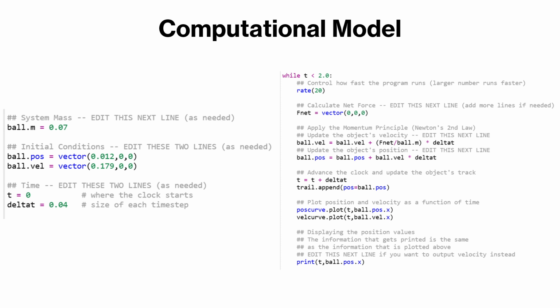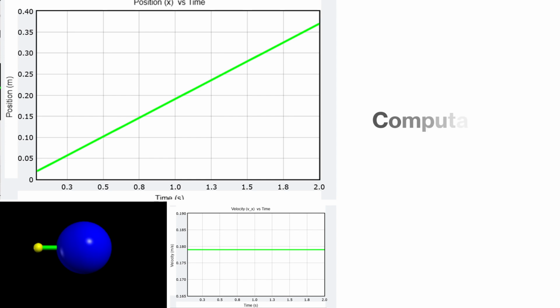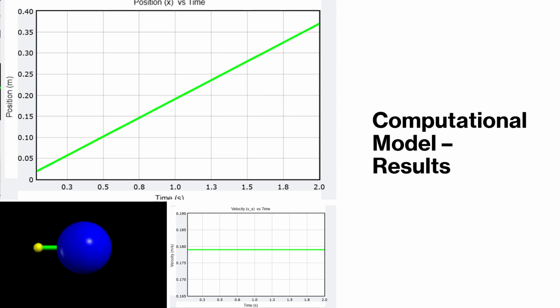Here's more of the code where I incorporated the update position and velocity formula coding equivalents in order to get an accurate prediction. Additionally, note how net force is zero in order to account for constant velocity. Here are the results after I ran my computational model. Note how there is a constant velocity throughout.